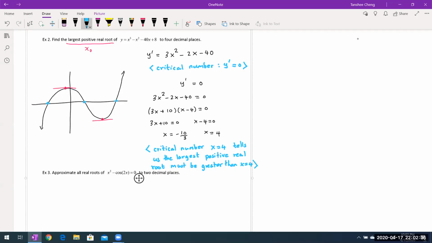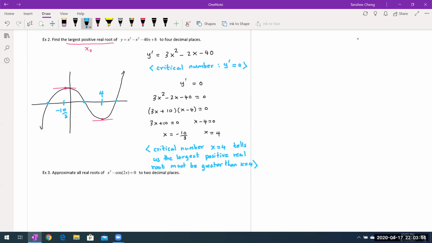So find the first derivative. y prime is equal to 3x squared minus 2x minus 40. And we know that a critical number occurs when y prime is equal to zero or y prime does not exist. Since this is a polynomial, the DNE case will not exist. So I'm setting the first derivative equal to zero, and that gives me x equal to negative 10 over 3 and x equal to 4. So I have this situation right here: a 4 and a negative 10 over 3.